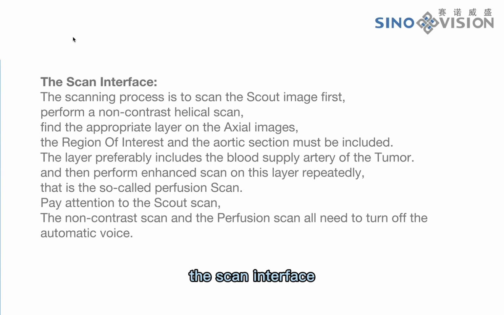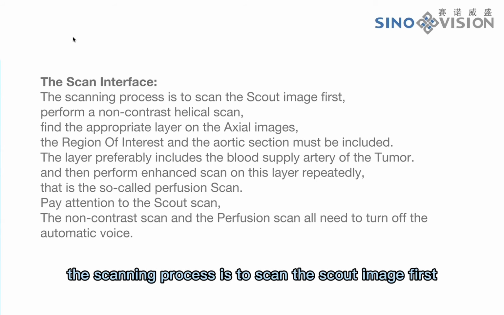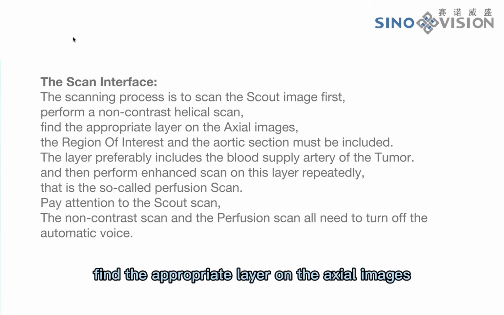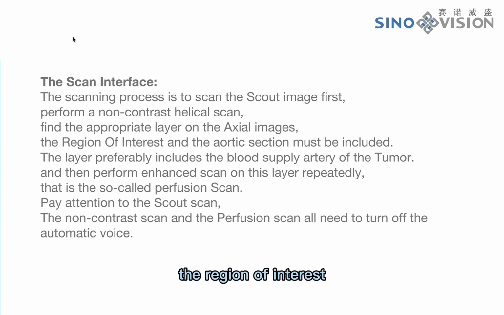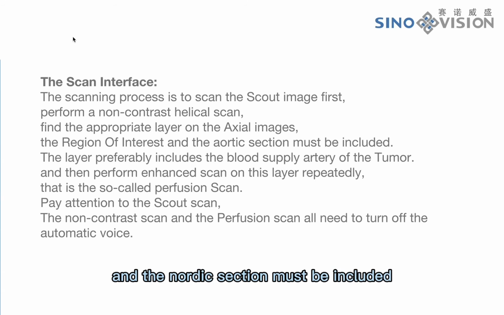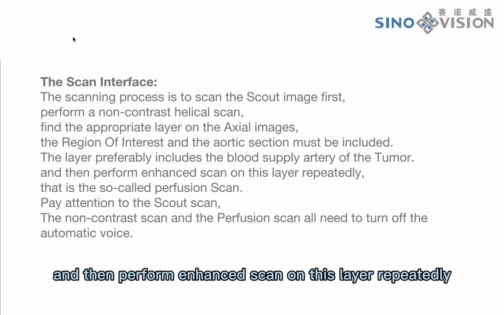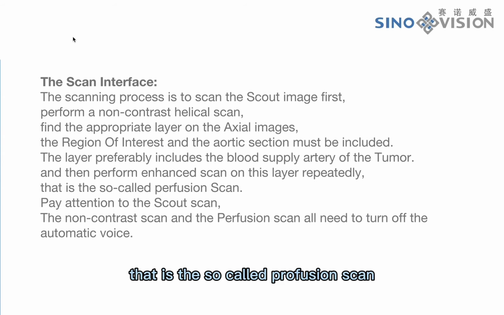The scan interface. The scanning process is to scan the SCOUT image first. Perform a non-contrast helical scan. Find the appropriate layer on the axial images. The region of interest and the aortic section must be included. The layer preferably includes the blood supply artery of the tumor, and then perform enhanced scan on this layer repeatedly. That is the so-called perfusion scan.